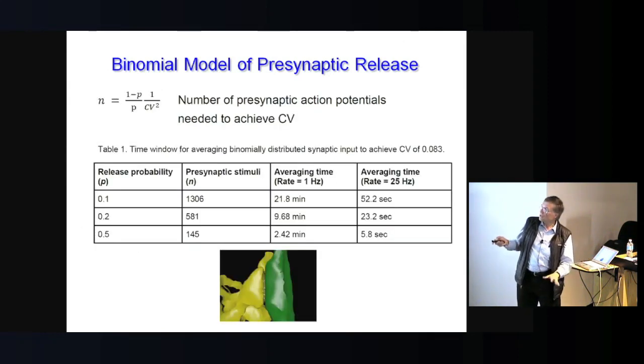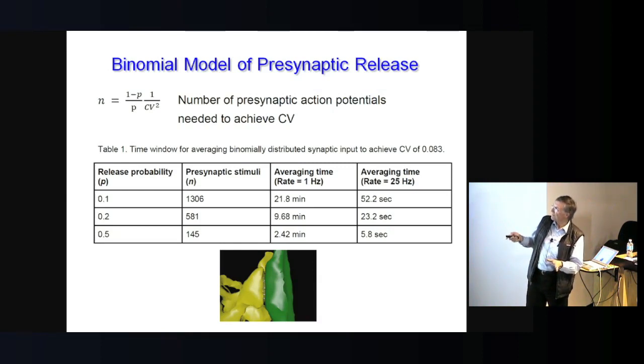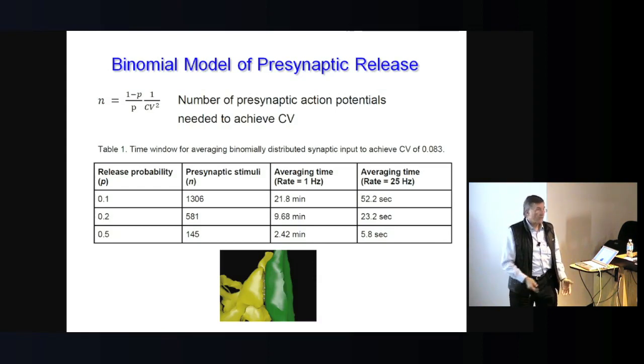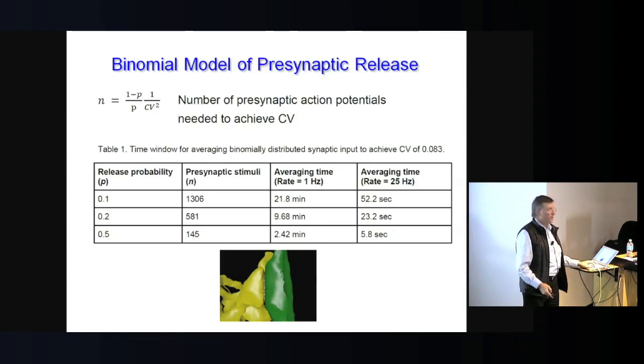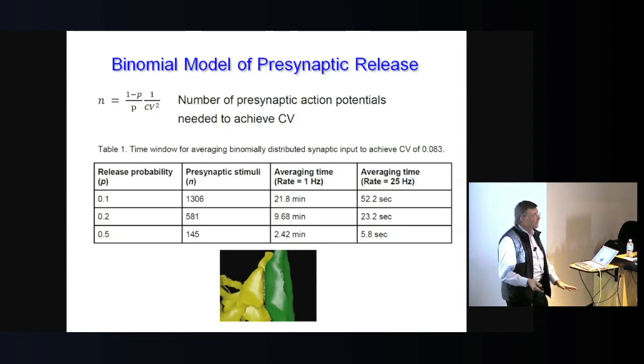If you plug in some different p's, this is the input, and this is the output from this equation. You can see that you're going to have to average over many minutes. And even in the most favorable cases, at the highest rate with the highest probability, you still have to average over many seconds. So we have to have some machinery somewhere that is an integrator, capable of integrating over minutes. And we set out to look for that.